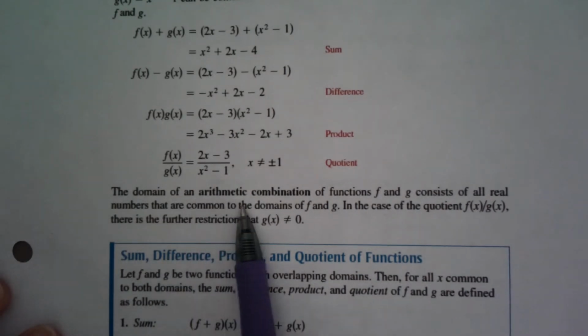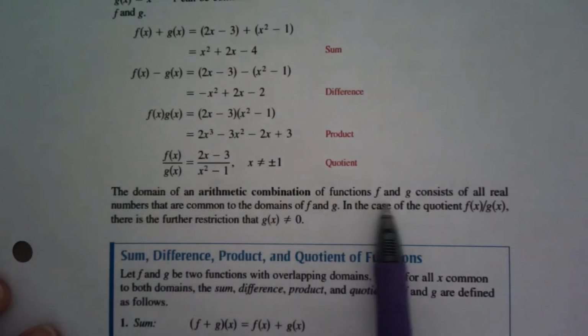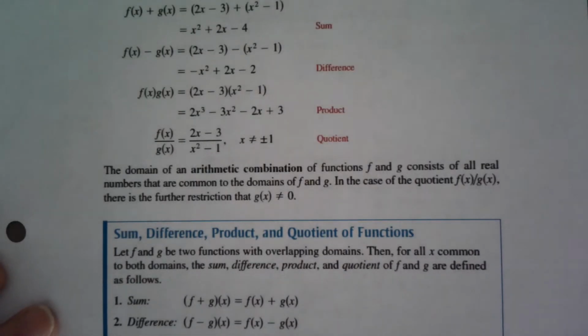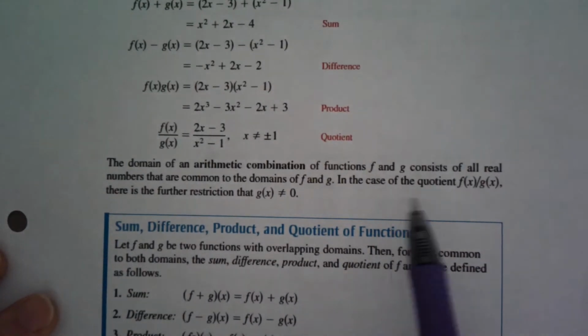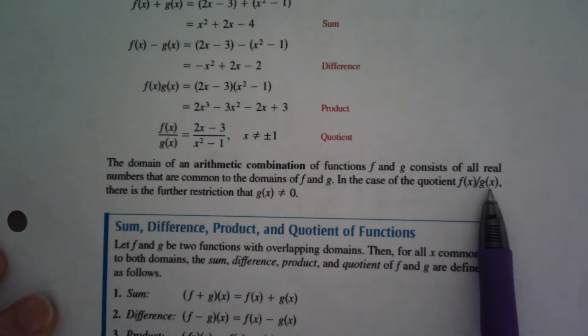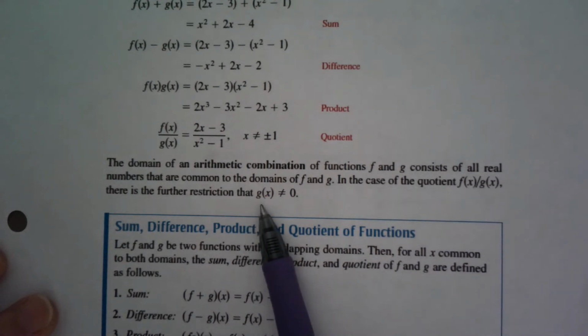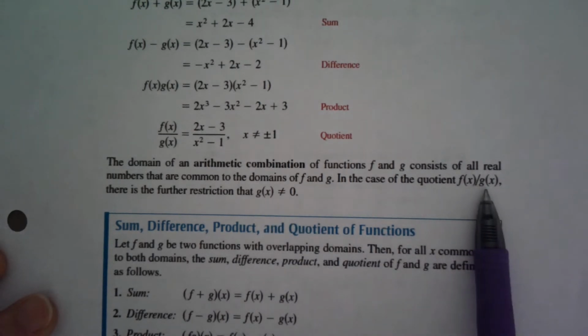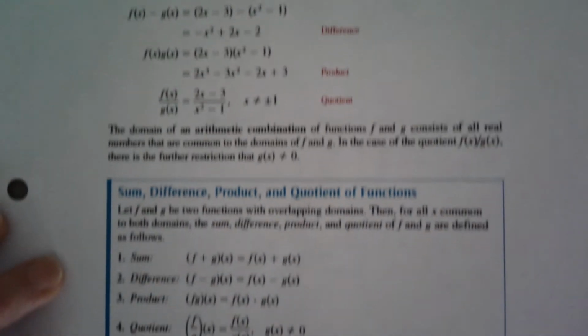The domain of an arithmetic combination of functions f and g consists of all real numbers that are common to the domains of f and g. In the case of the quotient, f of x divided by g of x, there are further restrictions so that g of x does not equal 0. Remember, we can never have division by 0.